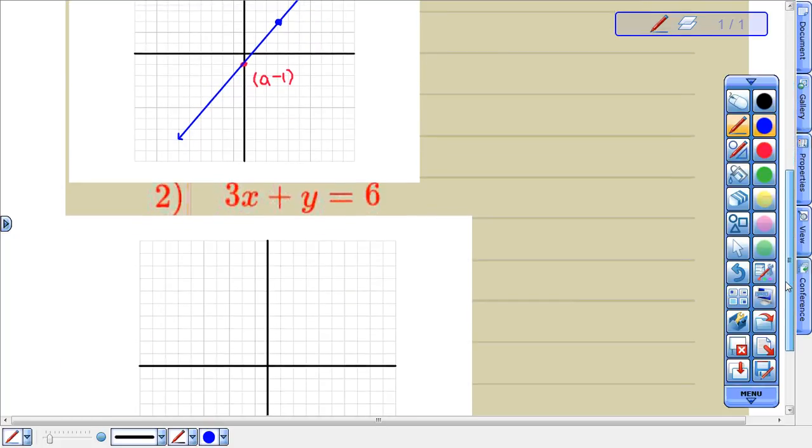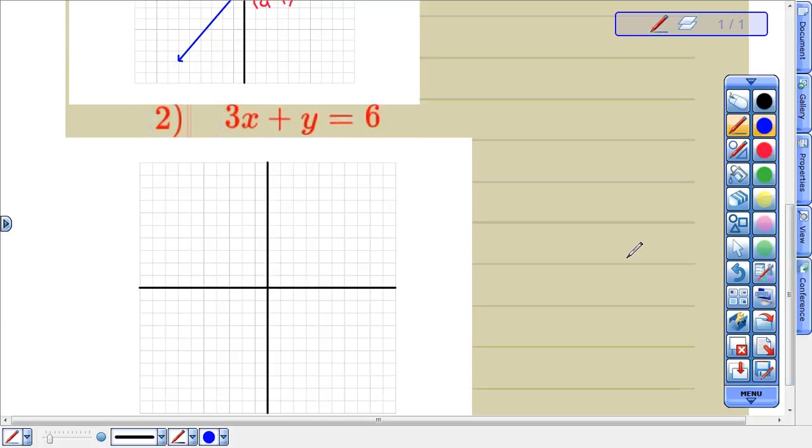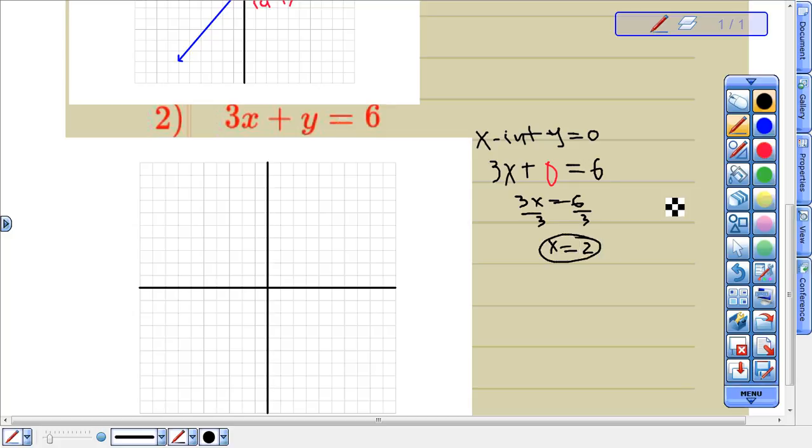For our second example, our equation is in standard form. So we can do this in a different way, and that would be by finding the x and the y-intercept. To find the x-intercept, we know the formula is y equals 0. We will plug this into the equation, and we're going to have 3x plus 0 equals 6, or 3x equals 6, which means by dividing by 3, x is going to be 2. So our x-intercept is going to be the point (2, 0).